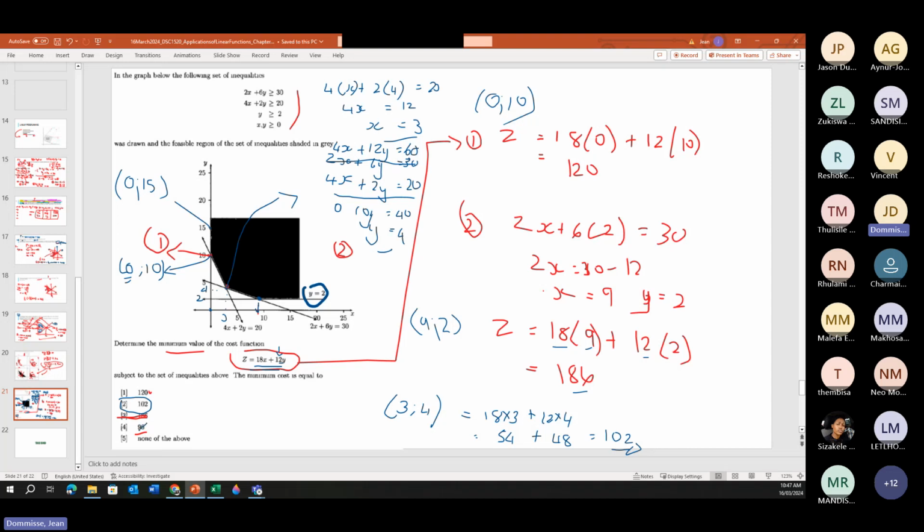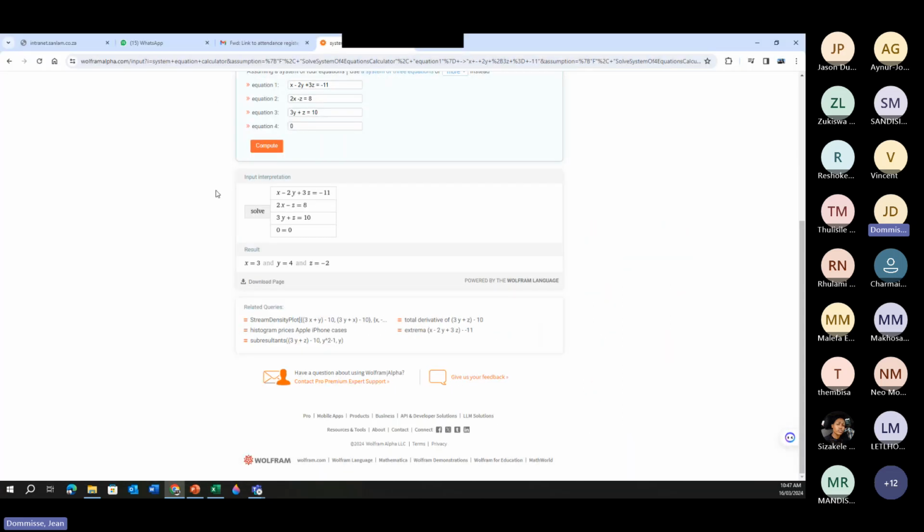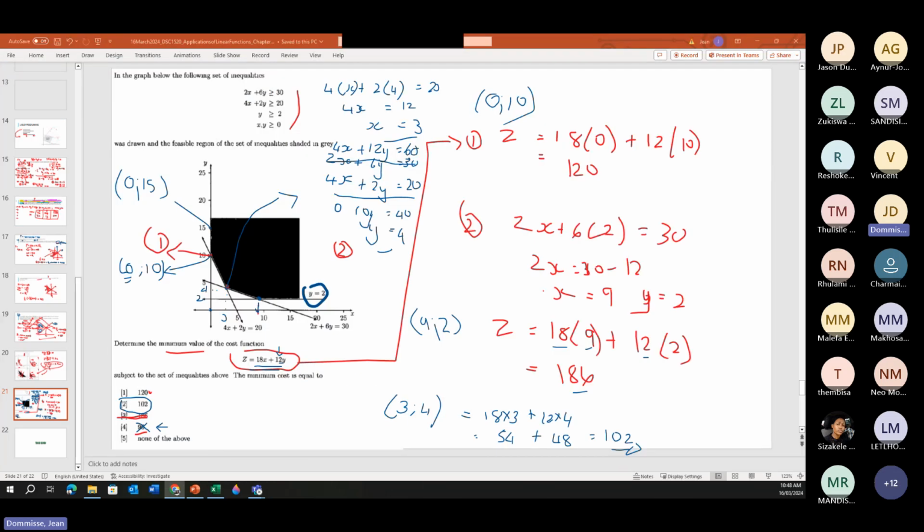So in none of the calculations did the 96 come out. So again, just be wary that, yes, they put in the smallest number, but it was actually not an option in this case. Okay, so here we had 102, one option, 186, one option, 120. And then out of that, we will need to decide which one is the smallest one that we will need to work with. So they can ask you the same question where they want to know the maximum, and then the maximum value would have been 186.